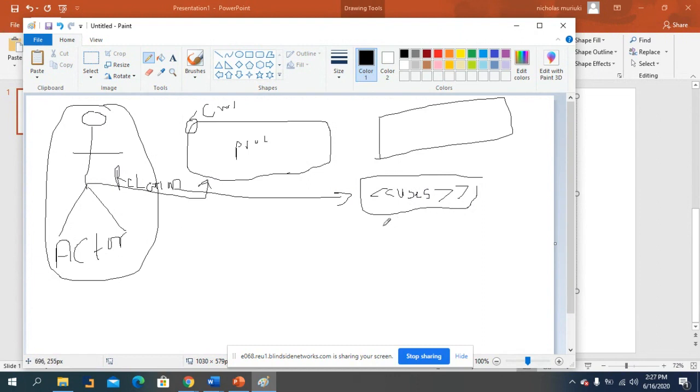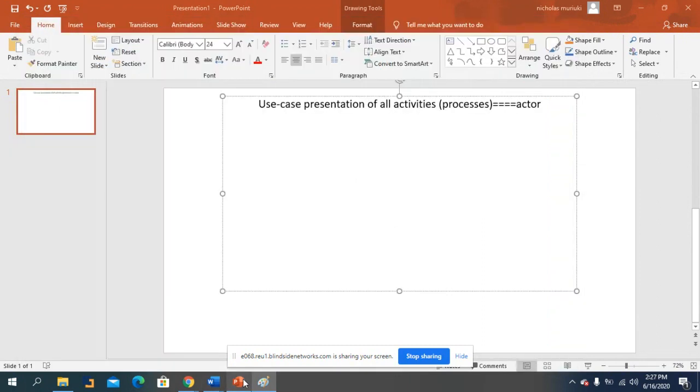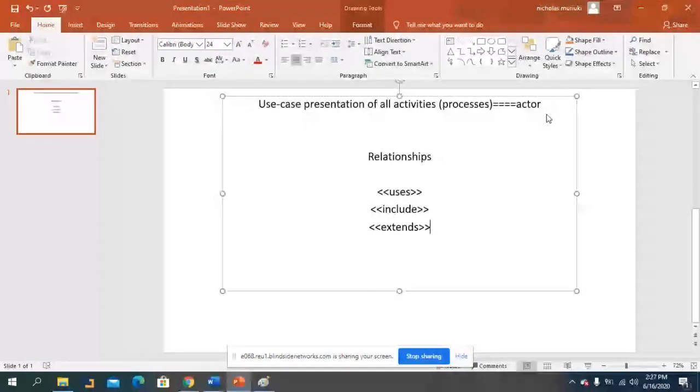The next one that we have, I think maybe I can use PowerPoint. So we have what you call relations. And these relations, or the relationships that we have, one of them, we have what you call the uses relation. Then we have another one, which says we have include relations. Then we have another one, which is extends relations. So this one is not include, it is use includes.